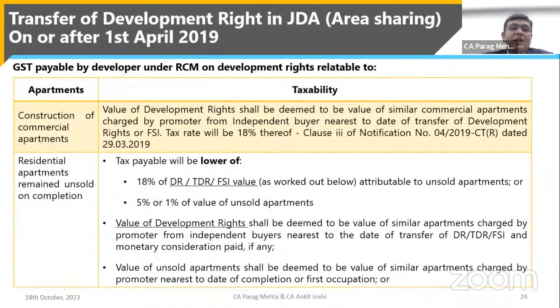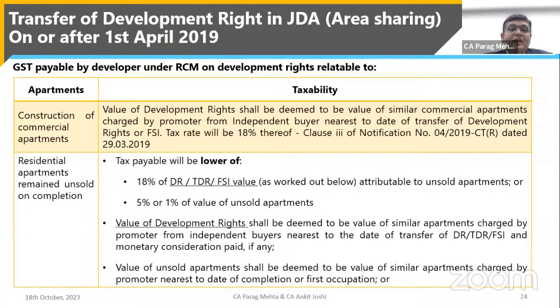GST payable. Now, as explained earlier, how is the GST payable by the developer under RCM on development rights? As given earlier in notification number 4/2019, for construction of commercial apartments, the value of development rights shall be deemed to be the value of similar commercial apartments charged by the promoter from an independent buyer nearest to the date of transfer of development rights or FSI. The tax rate will be 18% thereof.